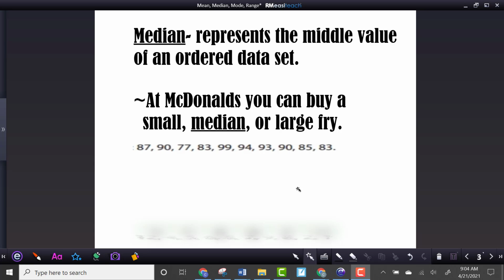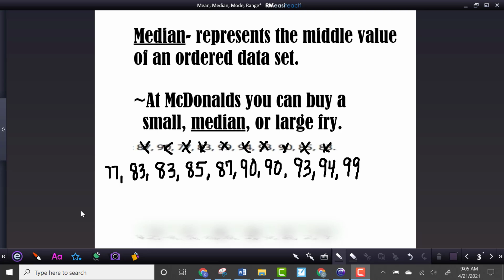Now, in order to do this, you have to order your data set from least to greatest. So we take a look at these numbers and we'll order them from least to greatest. Now I have my data set in order from least to greatest. Now what I need to do is find the median. A way that you can do this is you just start crossing out numbers on the left and then crossing out a number on the right. So we have left and then right, left, right, left, right.